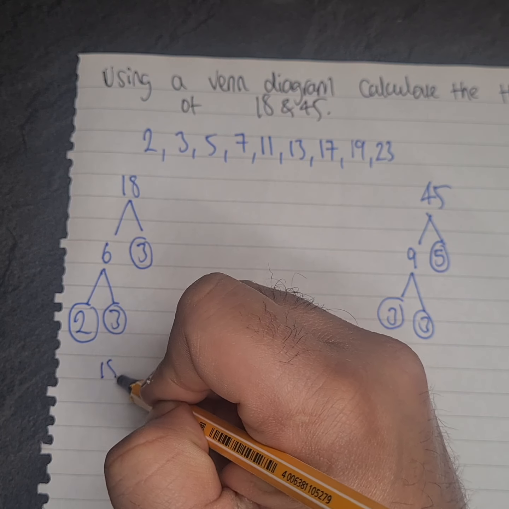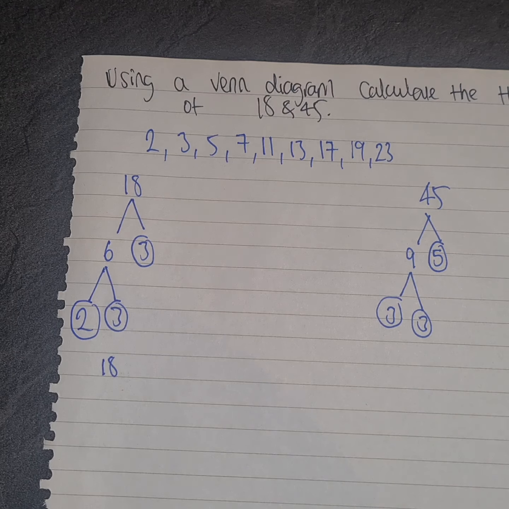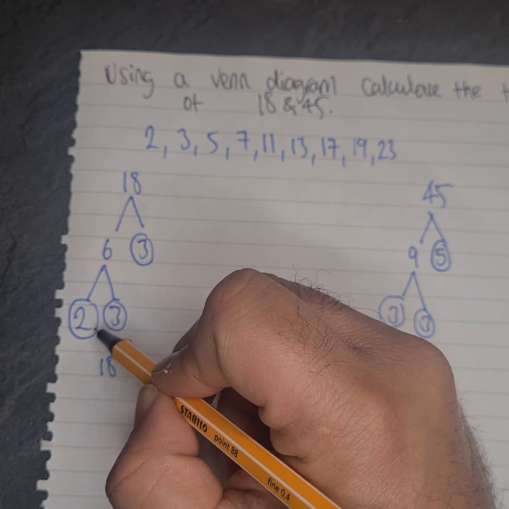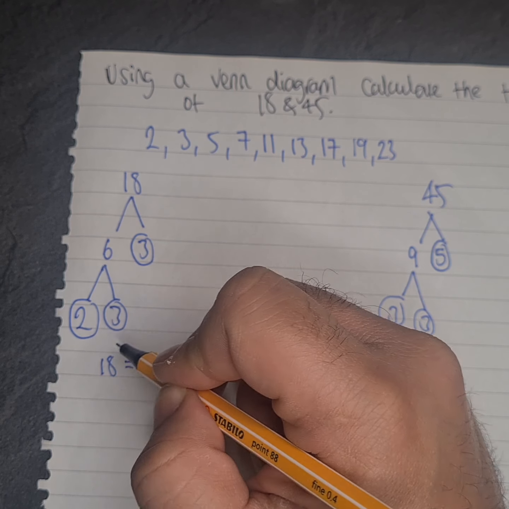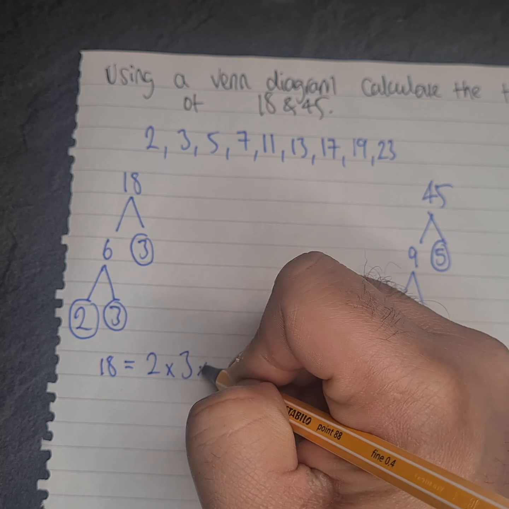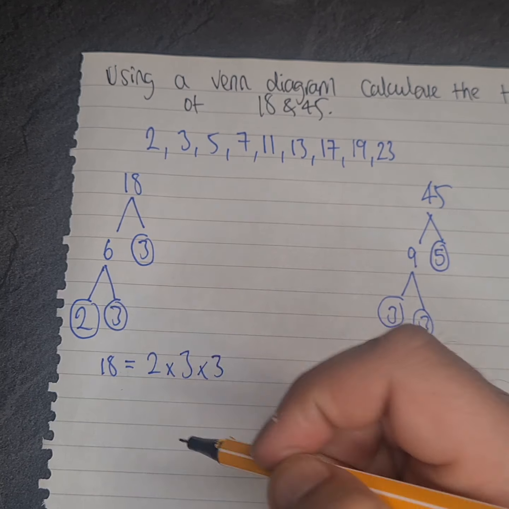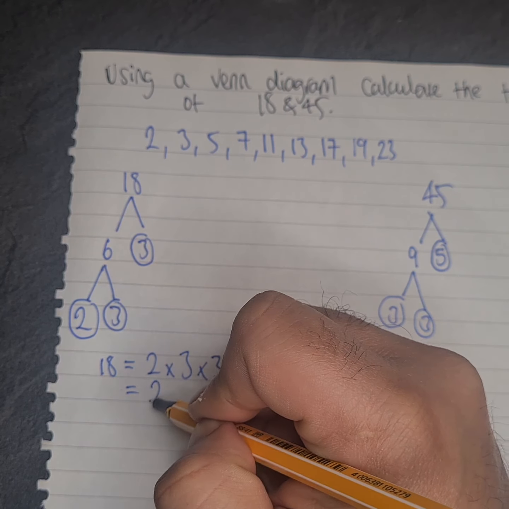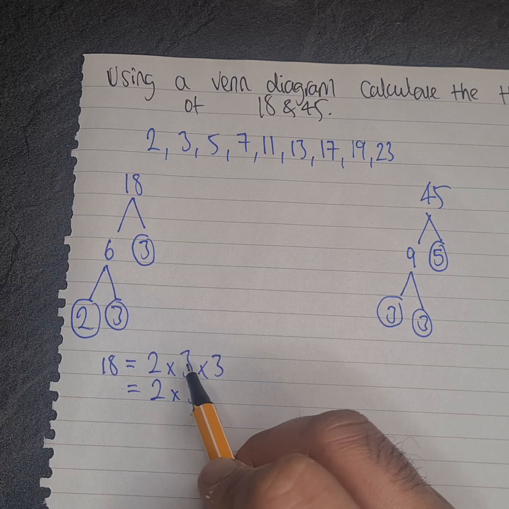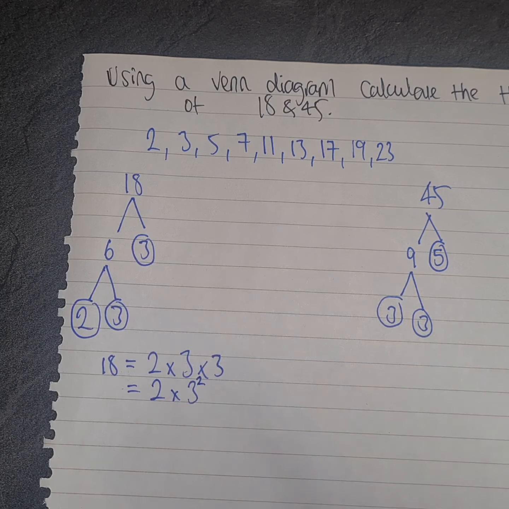So you've got 18 here. And what I'm going to do is, if you look, I'm going to write the numbers in order of their size. So I'm going to put 2 times 3 times 3, like this. And this can be written in index form. And sometimes the exam will ask you this question. If you look, how many 2s are there? How many 3s are there? 1, 2. Put a little 2 in the corner.